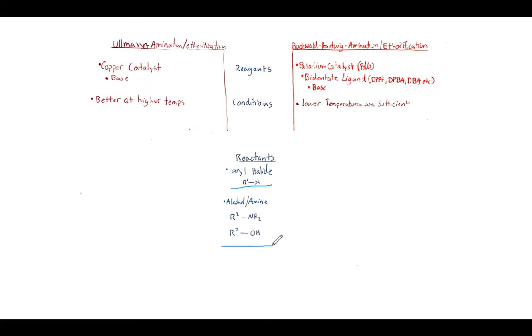So the Ullmann, in terms of reagents, differs from the Buchwald-Hartwig because it needs a copper catalyst, while the Buchwald-Hartwig uses a palladium catalyst, along with a bidentate ligand, with some examples here. So you can use DPPF or DPPA, etc. They both are done in base, but the Ullmann is better at higher temperatures, while the Buchwald-Hartwig is better at lower temperatures.